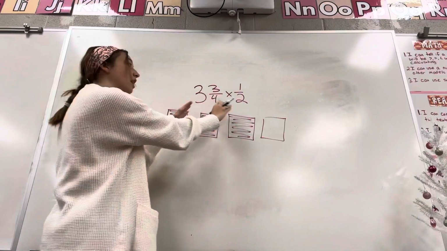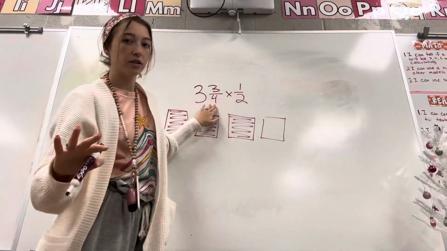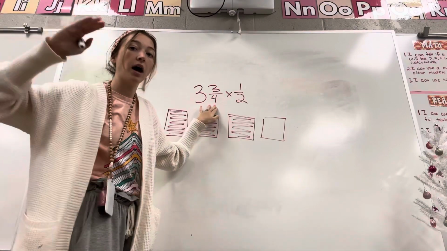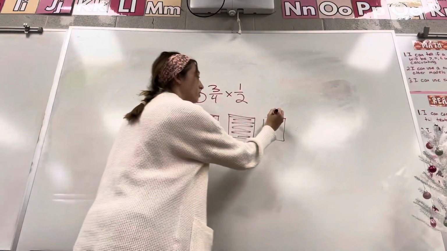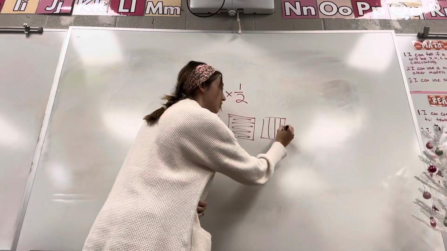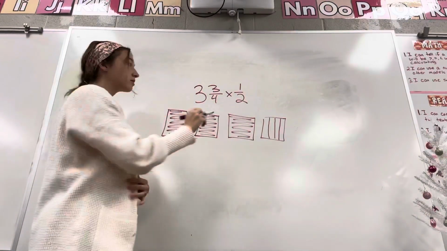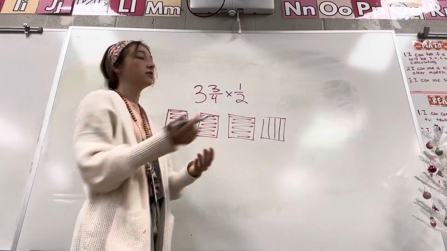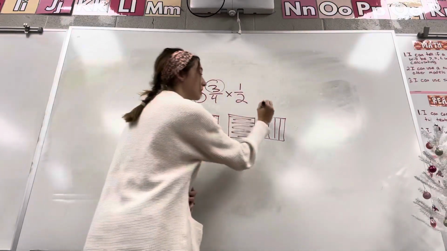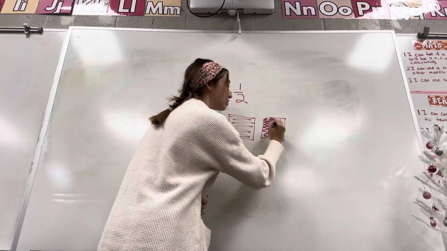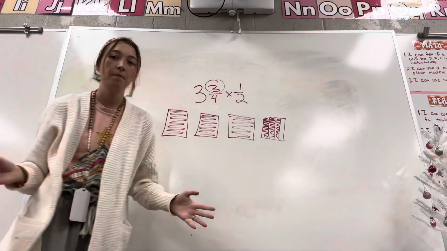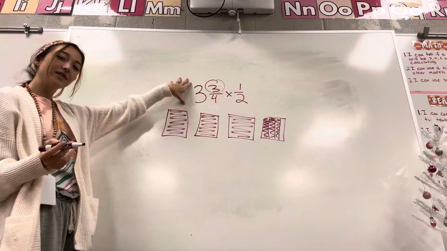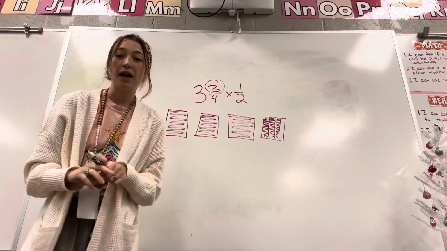Now to represent my 3/4, how do we divide? What number tells me how much I am dividing by? That's the denominator. So we're going to do 1, 2, 3, 4. We've got 4 sections. How many of those sections do I have? What tells you that, the numerator or the denominator? The numerator, okay? I've got 3. 1, 2, 3. Now we have represented 3 and 3/4. Now we're just timesing it by half.